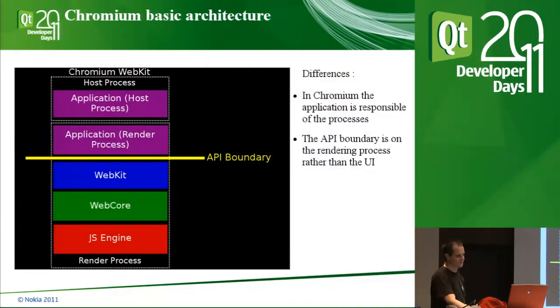So as you can see, it's very different. WebKit 2 is transparent for the application. On Chromium, they manage the processes themselves. So Google Chrome manages the processes themselves. So it's just a different approach. They actually came up with the approach before WebKit 2. So that's the main difference between Chromium or Google Chrome and WebKit 2.